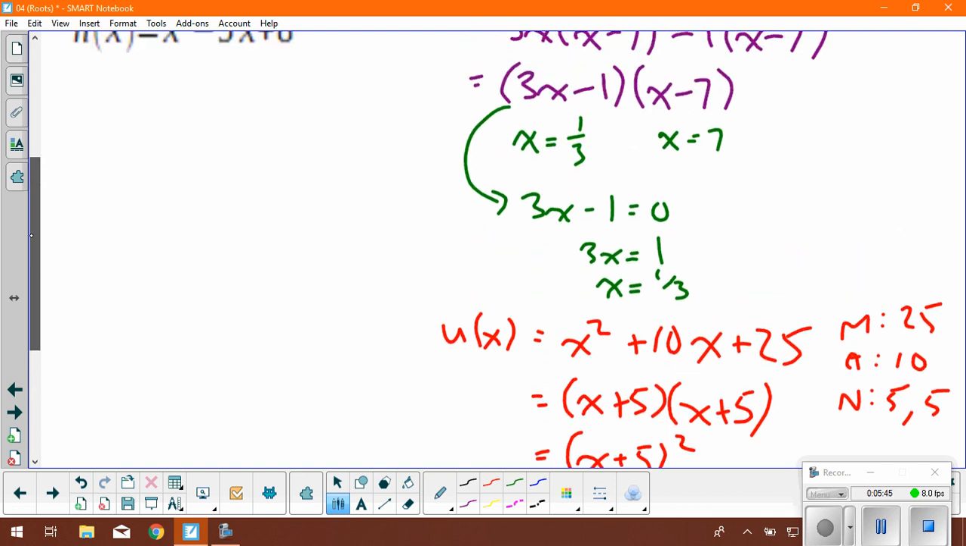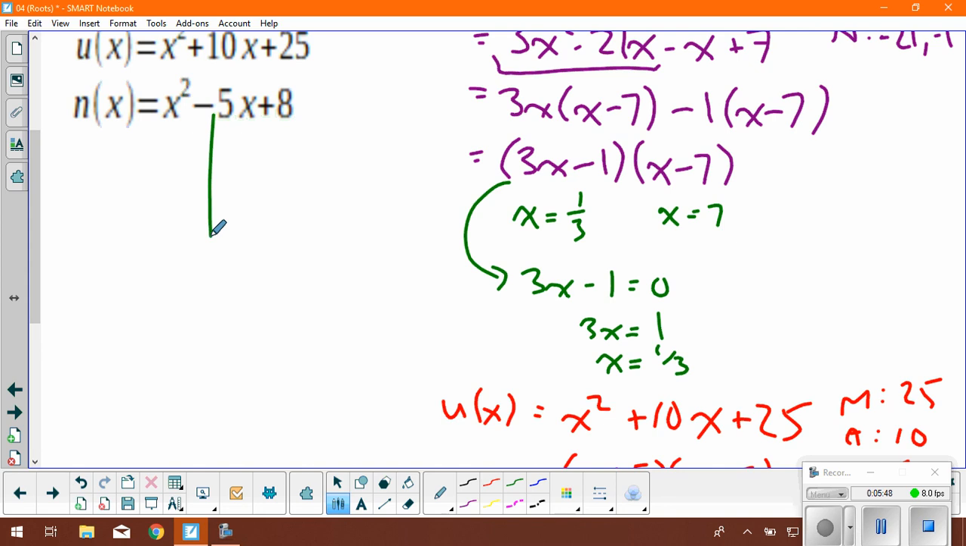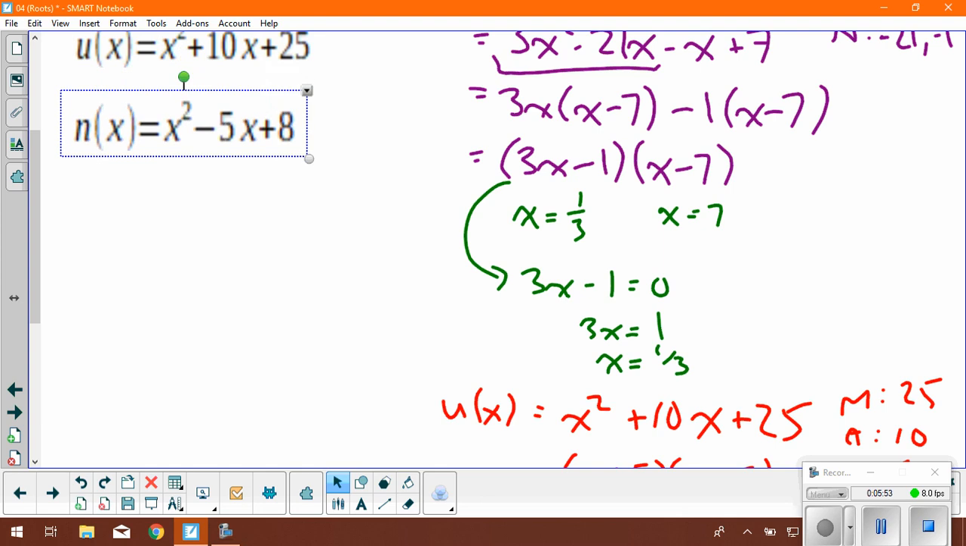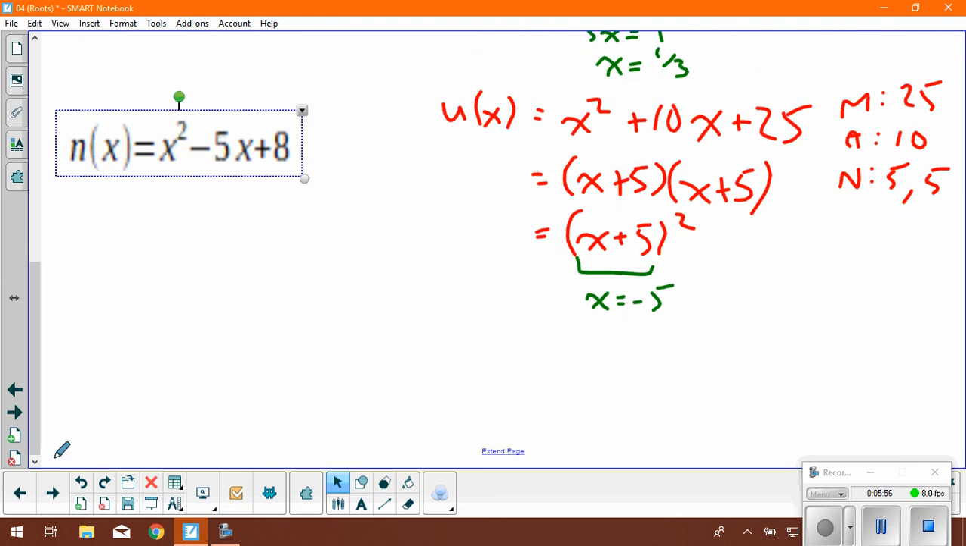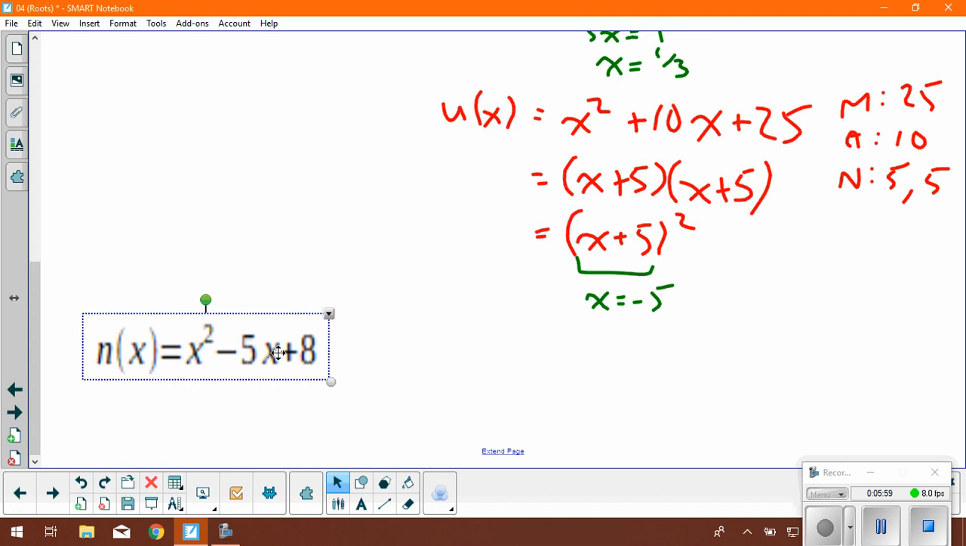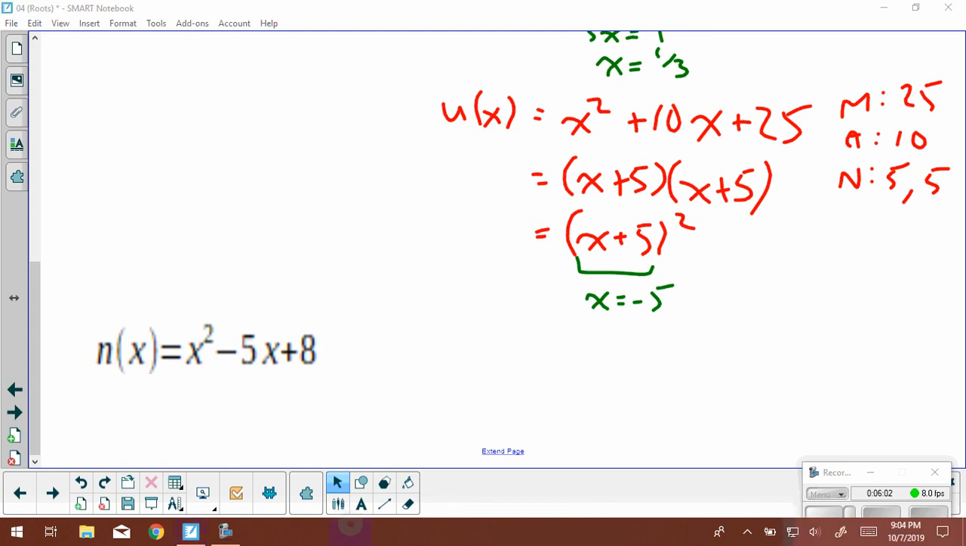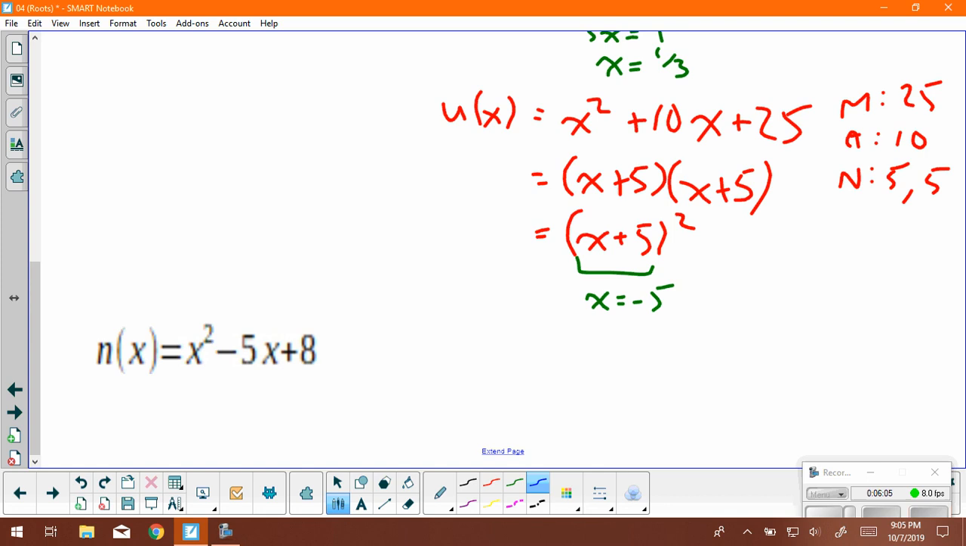Okay, for my last one, I'll bring it down here. It's x squared minus 5x plus 8. So we'll have a quick look here, because you always want to try to factor it first. So it would be multiplies to 8 and adds to negative 5. But that's not going to work, I don't think. We have 1 and 8, that won't work. 4 and 2. So yeah, this does not work.